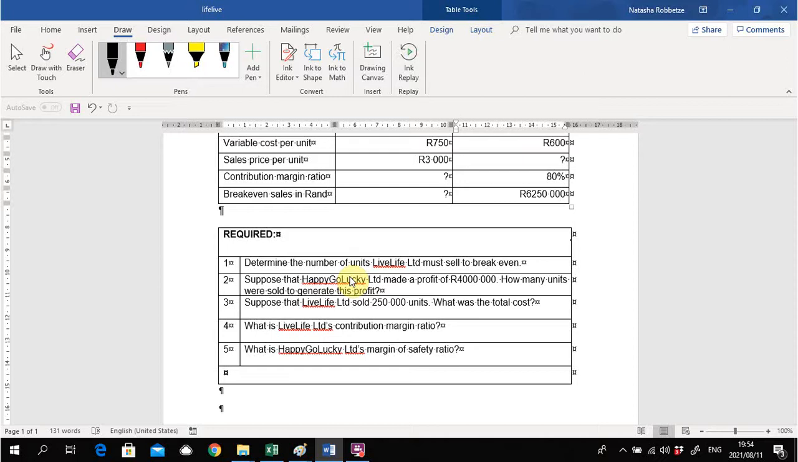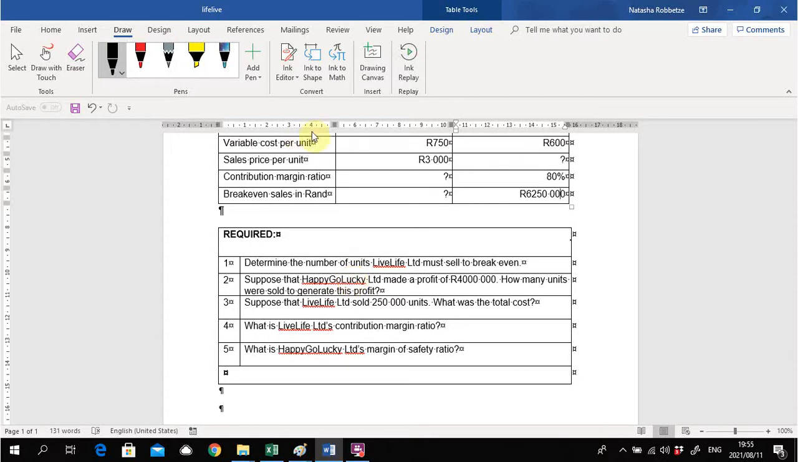All right, so what's important is to remember that the total cost is a sum of two things, fixed cost as well as your variable cost, but I am going to show that calculation. Then in required 4, they ask you what is Livelife's contribution margin ratio, and then they ask you Happy-Go-Lucky's margin of safety ratio. All right, great.